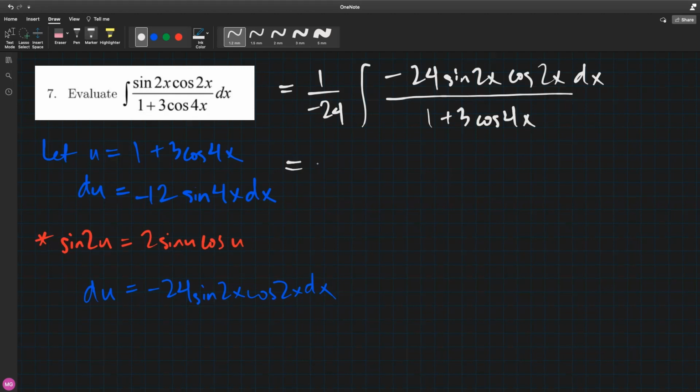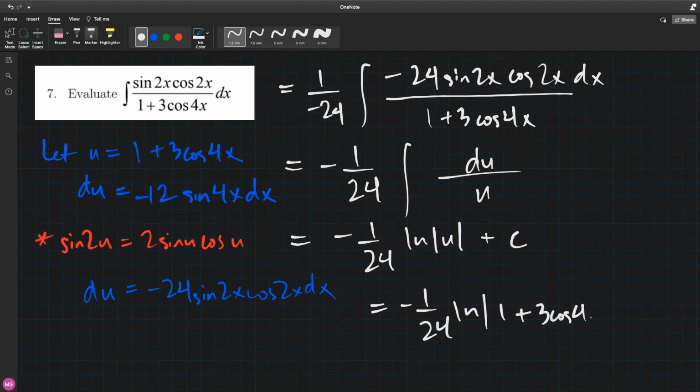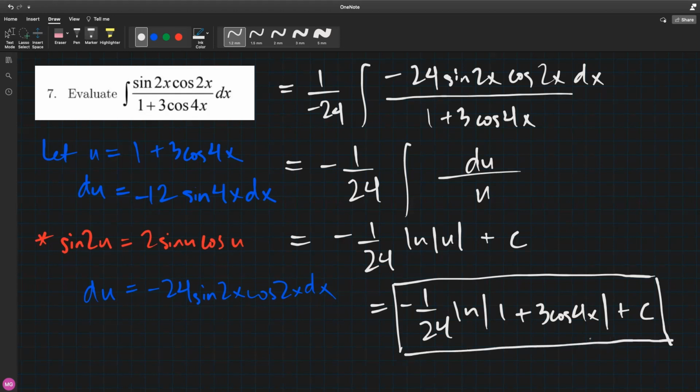and then let's substitute our u, negative 1 over 24. This whole one would just be du over u. So that is one of our basic integration formulas, which is equal to negative 1 over 24 ln absolute value of u plus c, which is equal to negative 1 over 24 ln absolute value of 1 plus 3 cosine 4x plus c. So let's just go ahead and put a box here. That's our final answer.